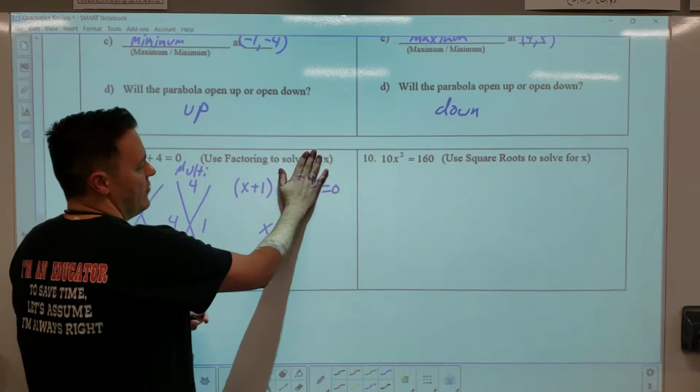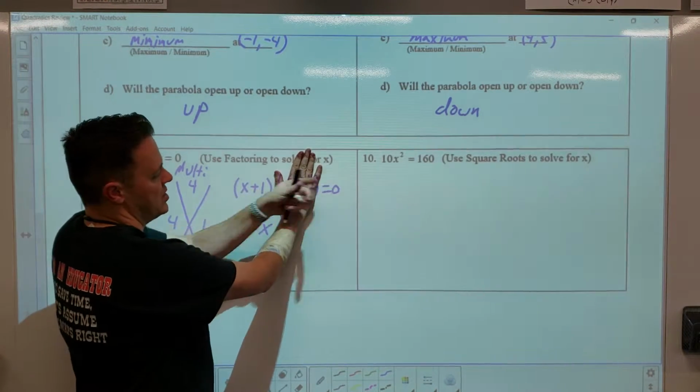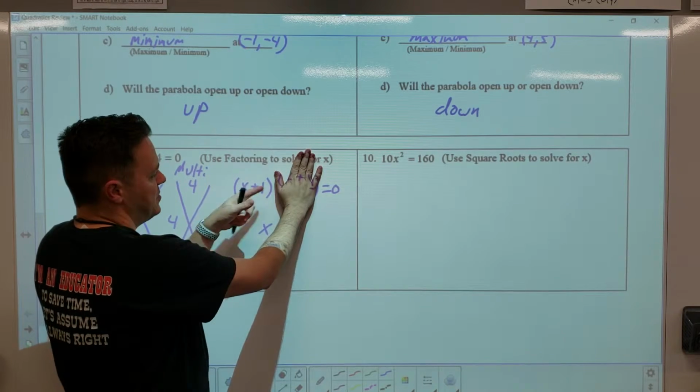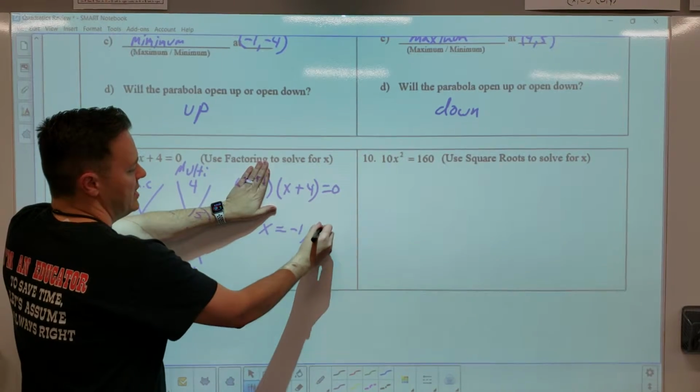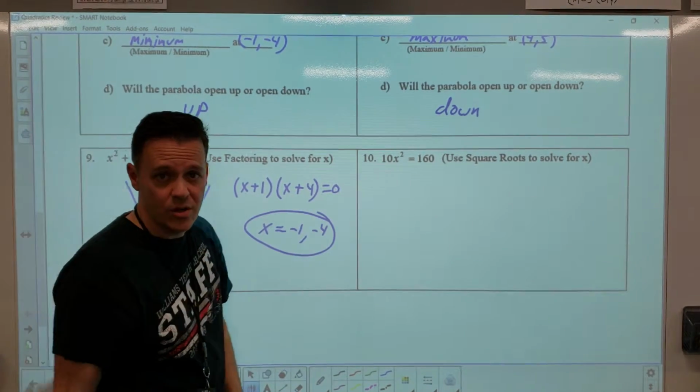To solve it, if I cover this up, x plus 1 equals 0. Well, what value of x would it have to be to make it 0? It, of course, would be -1. If I cover that up, it'd be -4. There's my answer right there.